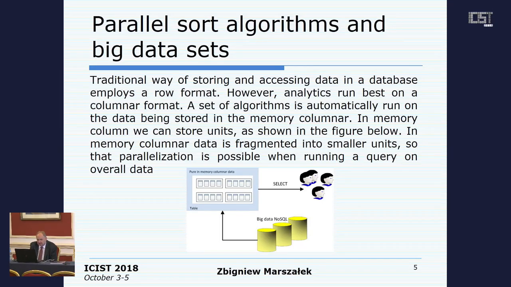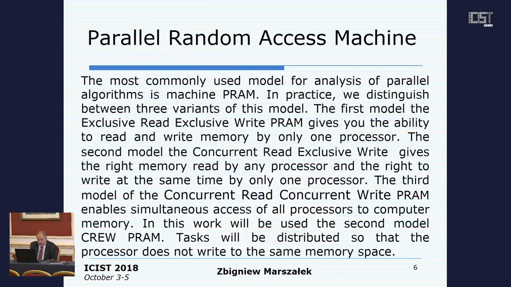The traditional way of sorting and accessing data in a database employs a row format. However, analytics run best on a columnar format. A set of algorithms is automatically run on the data being stored in the in-memory columnar. In memory columnar, we can store units as shown in the figure below. Data is fragmented into smaller units, so that parallelization is possible when running a query over all data.